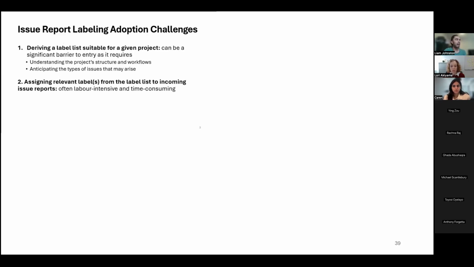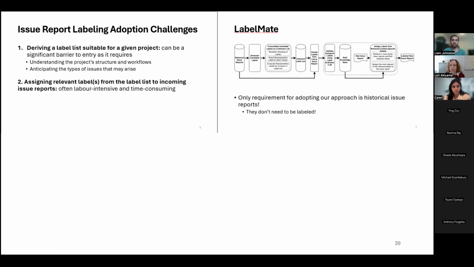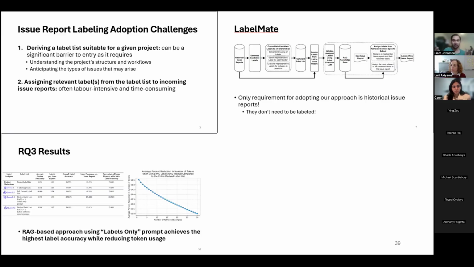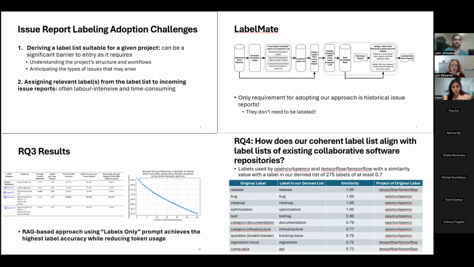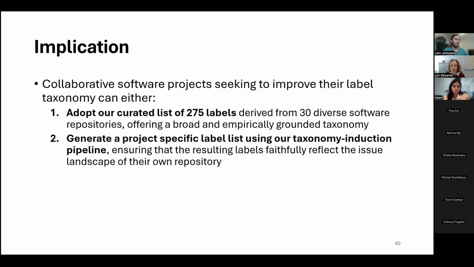So yeah, just to summarize, we went over issue report labeling, what's good, why it's less common because of the adoption challenges, and how our approach can mitigate these adoption challenges. We showed that it works better than the original labels, the 4-label approach, existing work, and we showed how labels from our label list can be used in real life. So what this implies is that collaborative software projects seeking to improve their label taxonomy can either adopt our curated list of 275 labels, derived from 30 diverse software repositories, or generate their own for their own projects using our pipeline, to ensure that the labels reflect the issue landscape of their own repository.